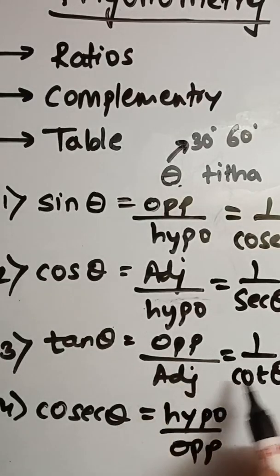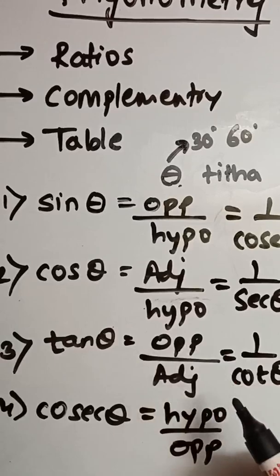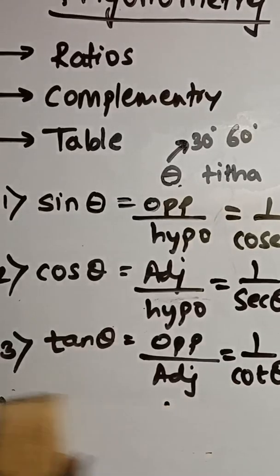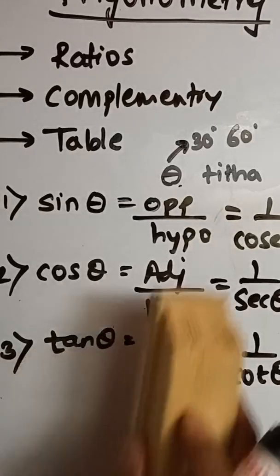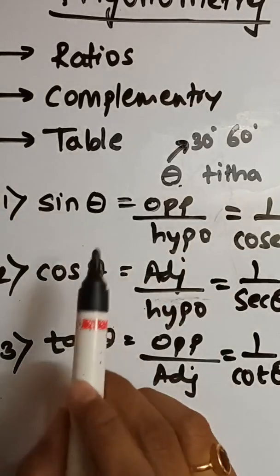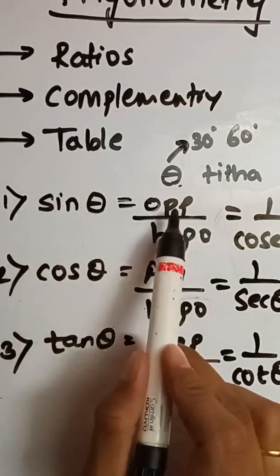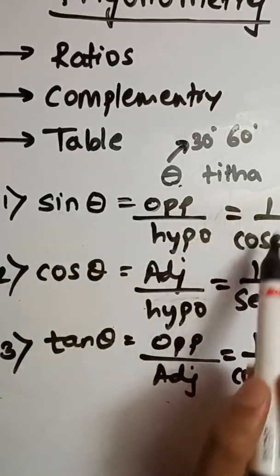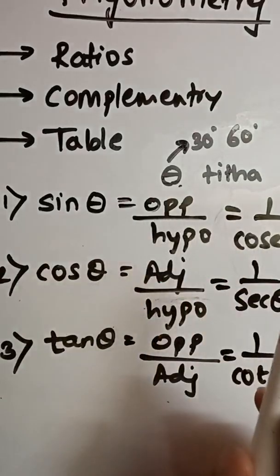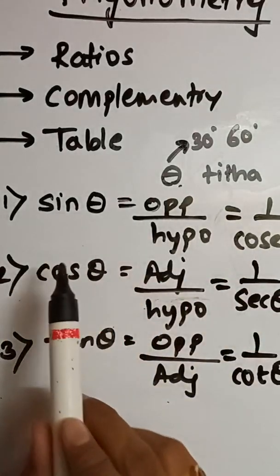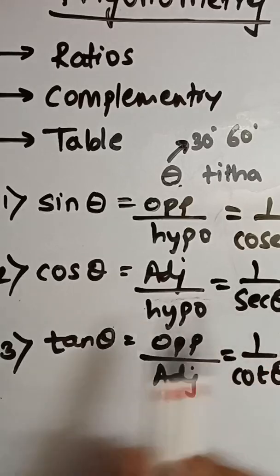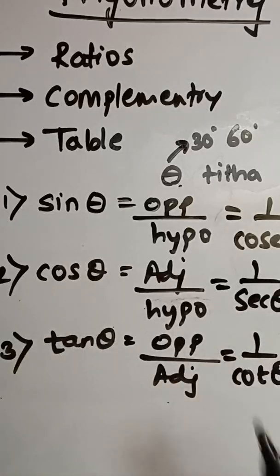Okay, cot is adjacent upon opposite. So instead of writing 3 new formulas, I am just adding the formula here: sin, cos, tan. You will automatically know that cosec is the reciprocal of sin. You learn cos, then the reciprocal of cos is sec. Tan, the reciprocal of tan is cot.